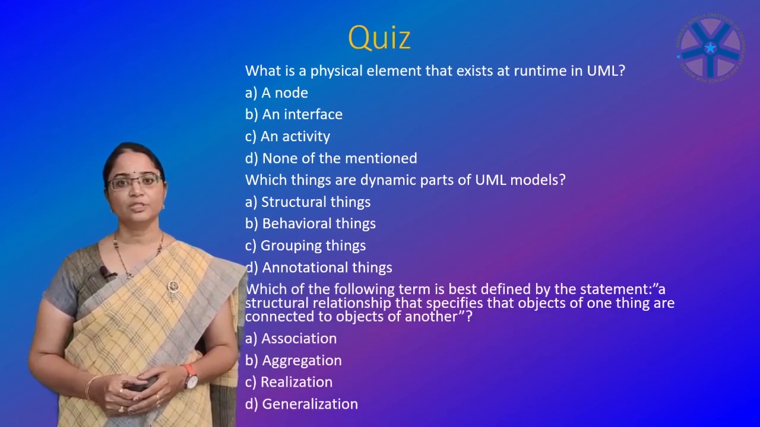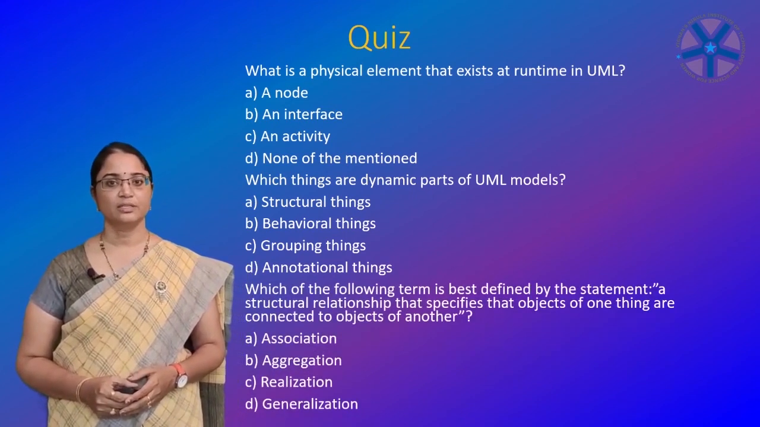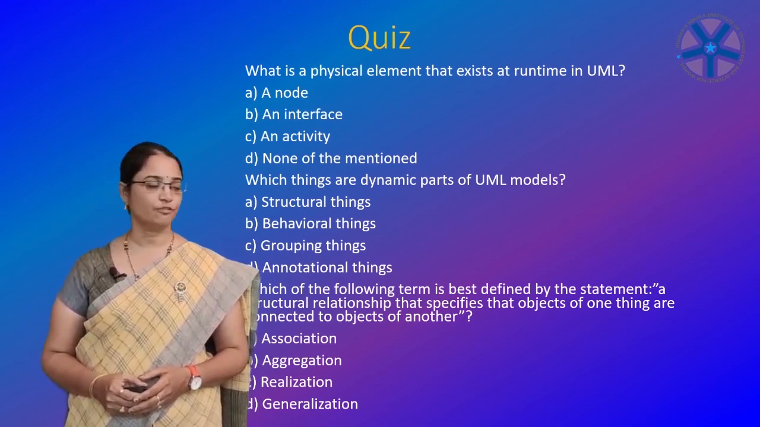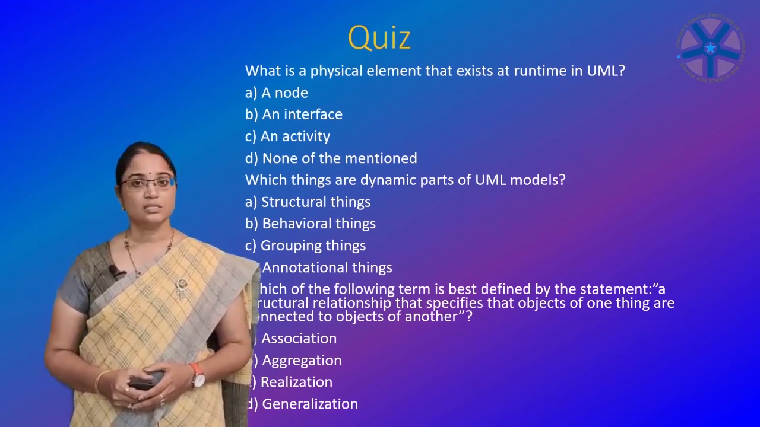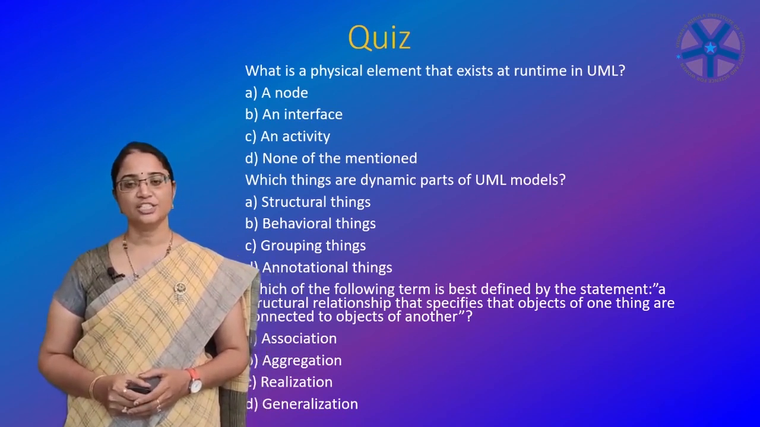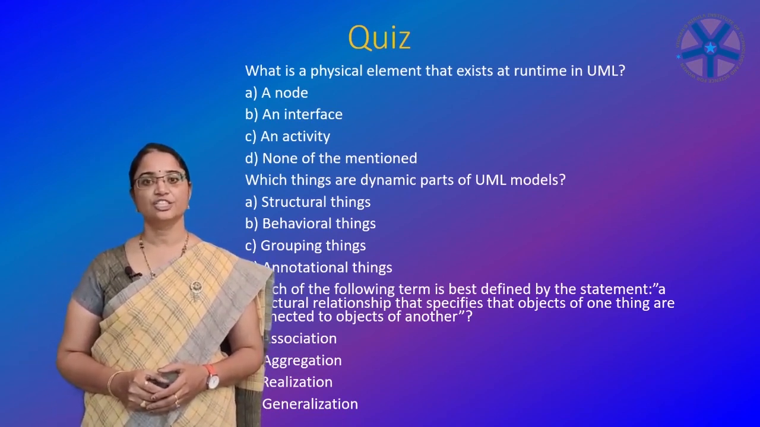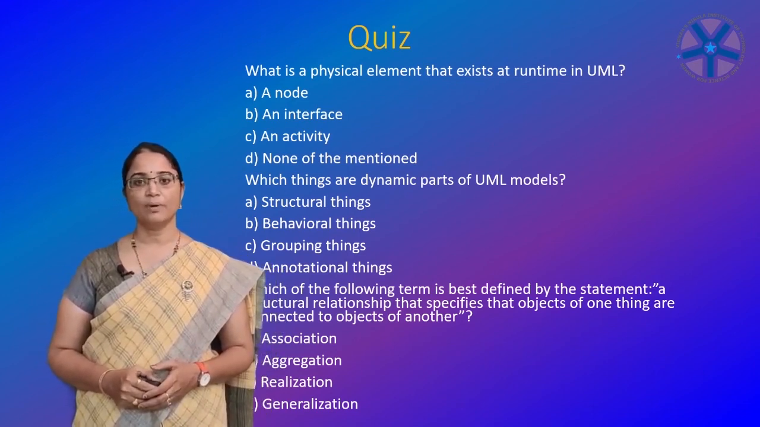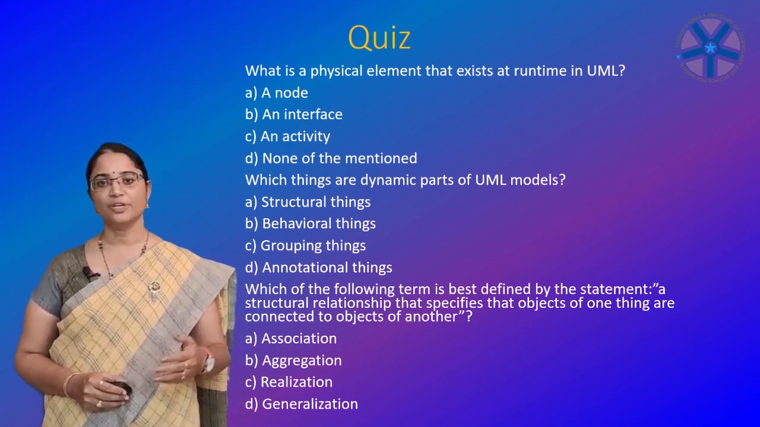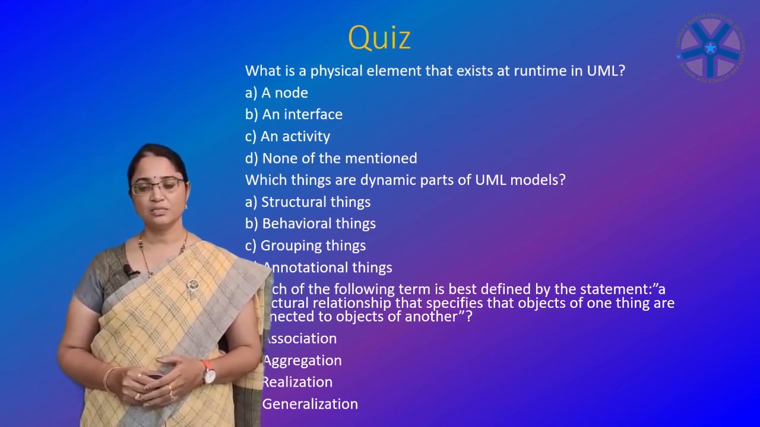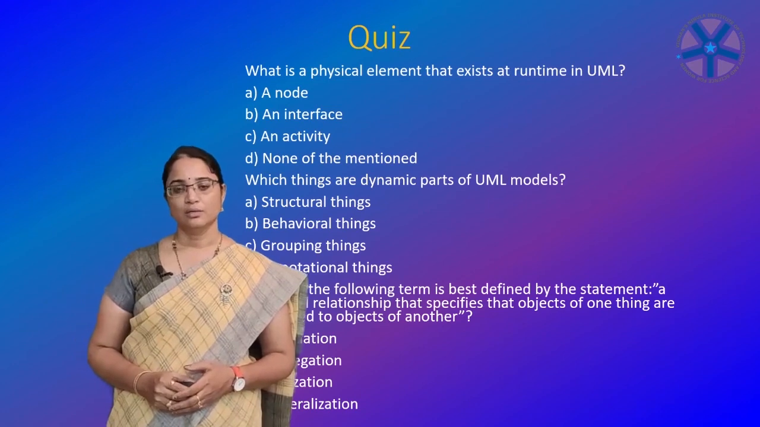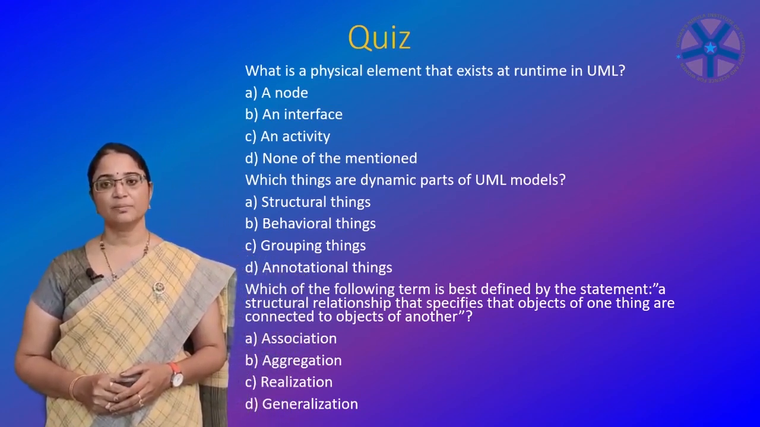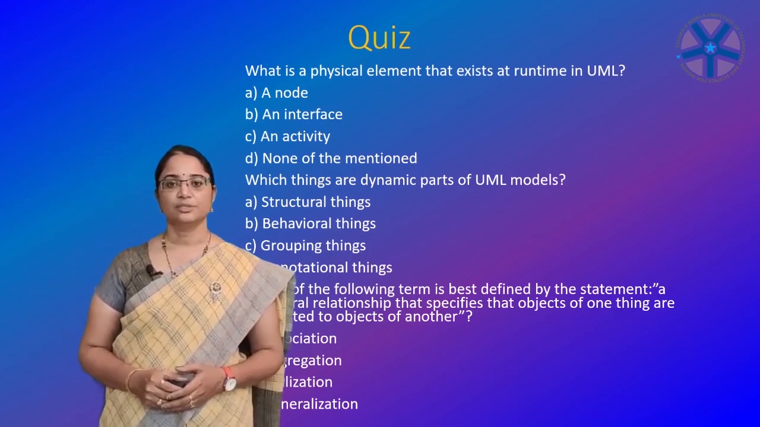Which of the following terms is best defined by the statement: a structural relationship that specifies the objects of one thing are connected to the objects of another. This is association, aggregation, realization and generalization. We know that the semantic relationship is done by using association. Aggregation represents the whole part, realization is the collaboration property, and generalization represents the superclass and subclass relationship. So here the semantic relationship is nothing but the association.